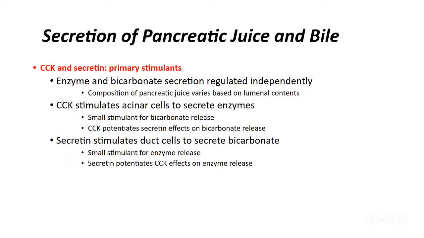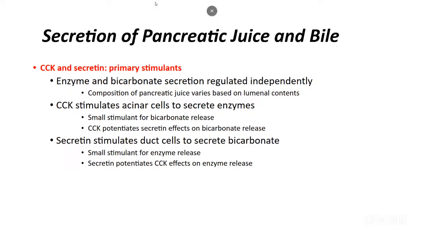The pancreatic juice that's coming into the duodenum can, as a result, have different amounts of enzyme and different amounts of bicarbonate, because we're regulating these separately. Okay. So our first hormone we're thinking about here is CCK. CCK is going to be responsible for enzyme production. It acts on the acinar cells and tells them to secrete more enzymes. That's its main job, right?